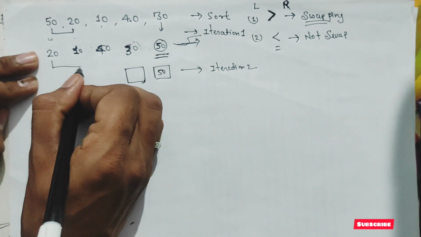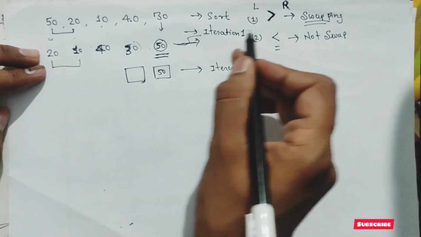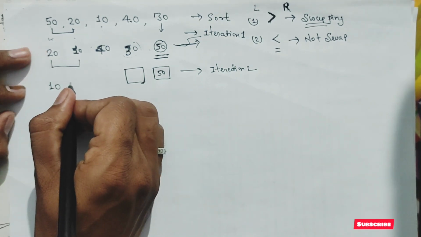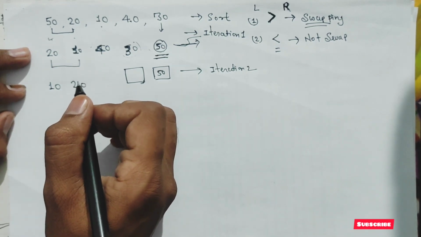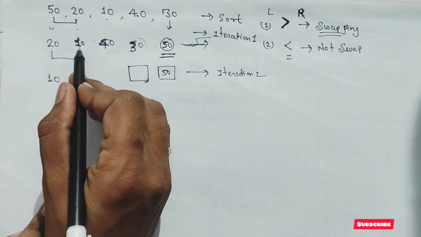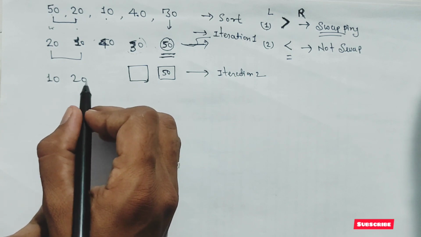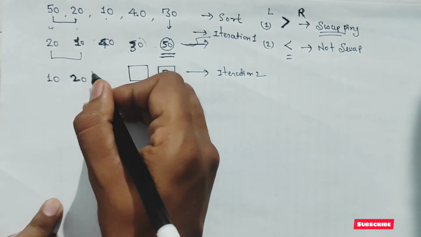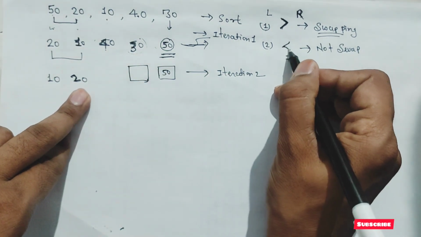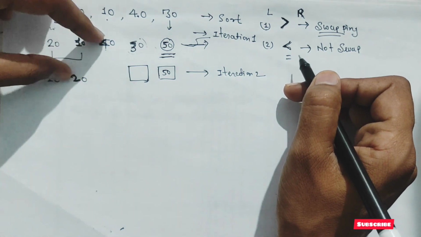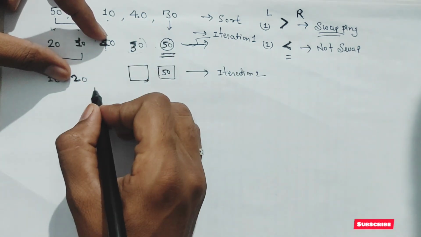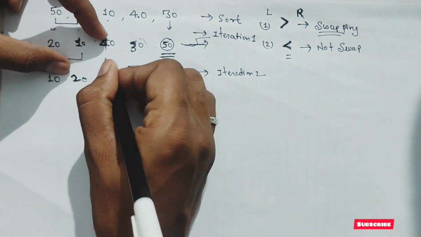So 20 and 10 will compare. What is the condition? The left-hand side element is greater than the right-hand side, so we will swap it. 10 will come here, 20 will come here. Okay, so 20 is greater than 10, so we just swap it. I hope it is clear to you. Now the next thing: 20 and 40 are compared, so the second condition applies: 20 is less than 40, right? So swapping will not happen, 20 will stay here the same, and 40 will come here.